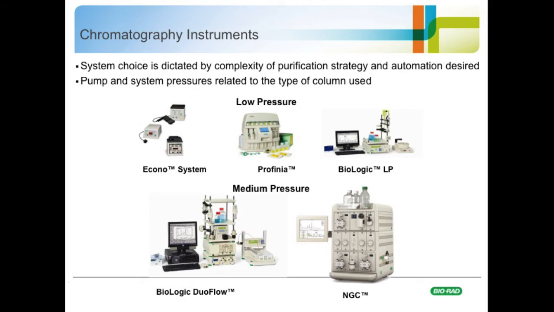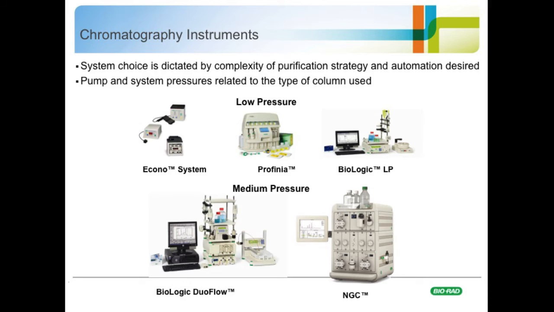I was just making reference to the different types of chromatography systems that exist out there. Why might you choose a low pressure or a medium pressure system? Well, this is really based on the complexity of your purification strategy and how much automation you want. In other words, do you want to have to stand by your system and collect the fractions yourself? Or would you rather have the flow rates and the elutions and the collection done by the machine for you? That's what we're talking about with automation.